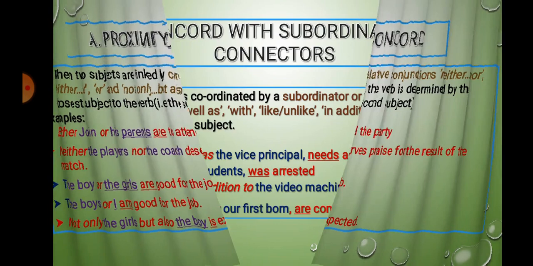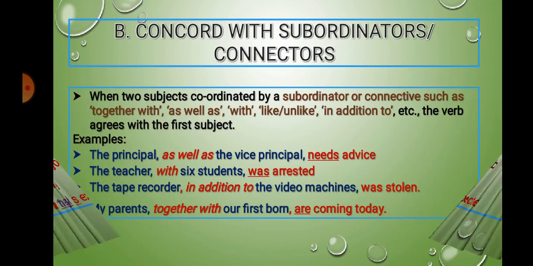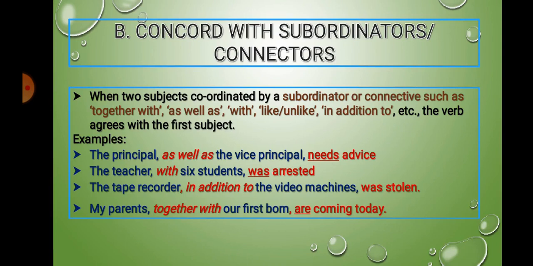Proximity concord. The next type of concord is concord with subordinators or connectors. When two subjects are coordinated by a subordinator or connective, such as together with, as well as, with, like or unlike, in addition to, etc., the verb agrees with the first subject. Surprise, surprise. Under proximity, we say the verb agrees with the second subject. Whereas under concord with subordinators and connectors, the verb agrees with the first subject.